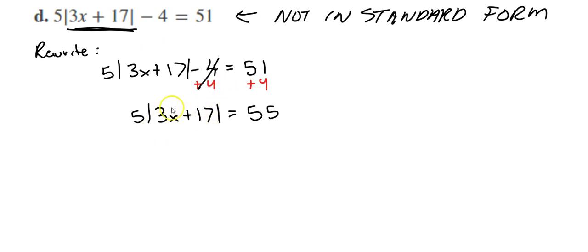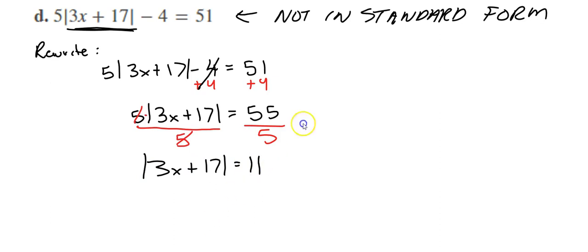Well, this thing still needs to get by itself. So to get by itself, we do have a multiplication here. We got 5 times this absolute value. So let's divide off 5 on this side. What we do to one side, we have to do to the other. Okay, on this side, it gets rid of it. This side, you're going to be left with 3x plus 17 absolute value equals 11. Now we're back in standard form.